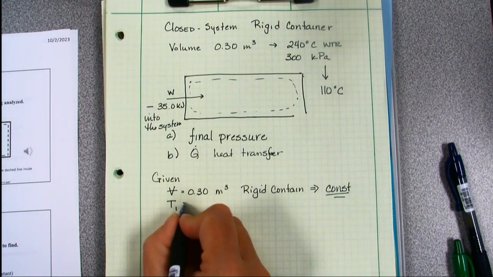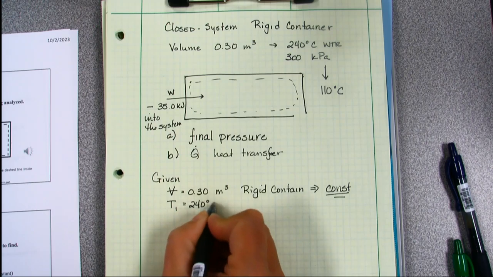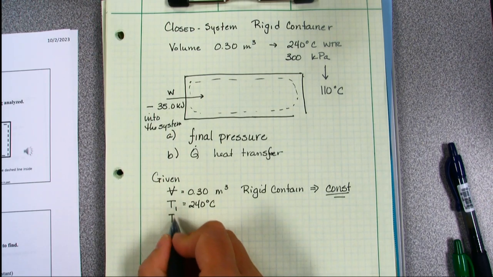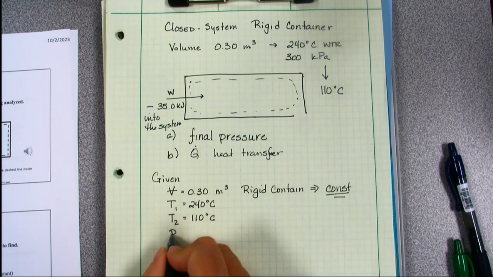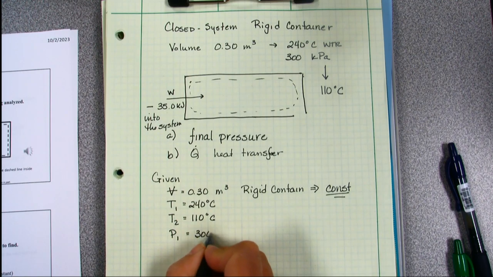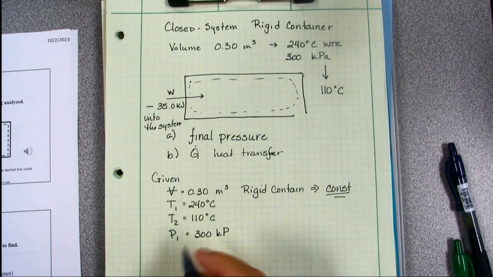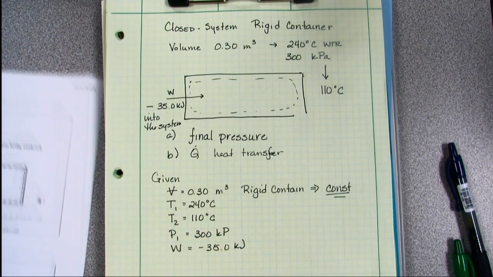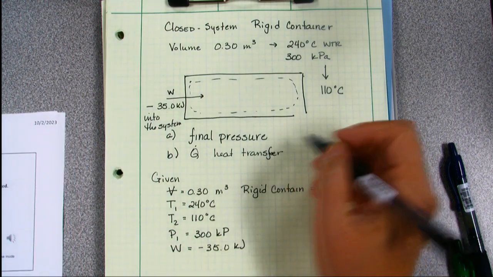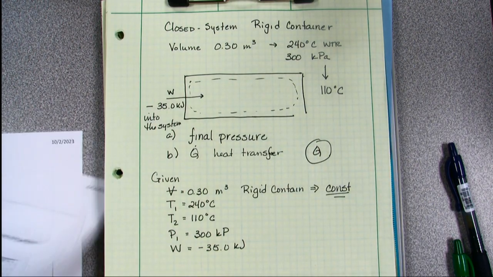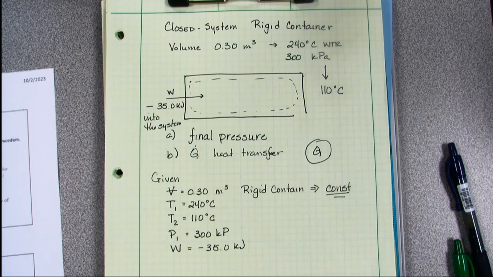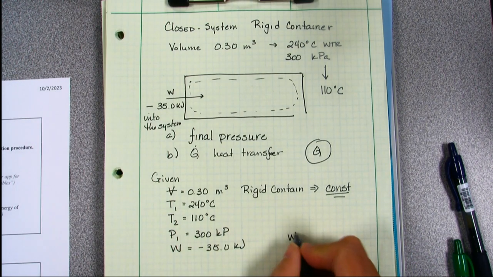Our T1 is 240 degrees C. Our T2 is 110 degrees C. Our P1 is 300 kilopascals. And our work is a negative 35 kilojoules. And we want heat. So we want heat instead of heat transfer, so we're going to work with that. We're dealing with water.